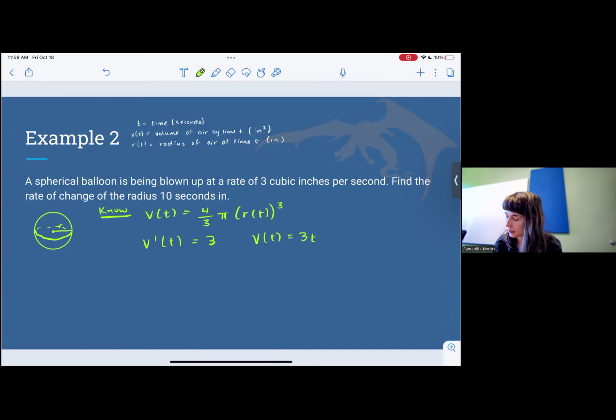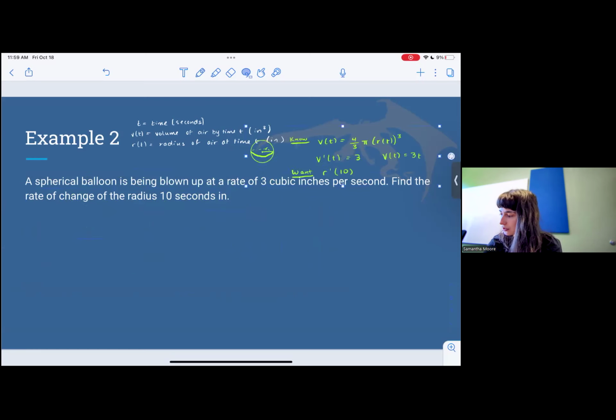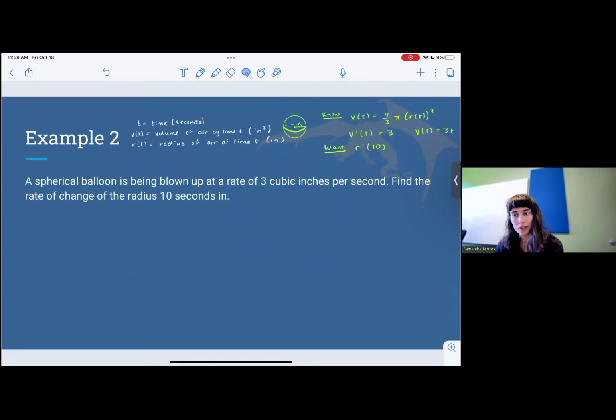So that's kind of all that I'm given. And then I do want to know what the rate of change of the radius is 10 seconds in. So really it's asking me to find r prime when time t is 10. Okay, so that is, as far as I can see, everything that I could write down in terms of my known quantities and my wanted quantities. So now we're at the step of following our nose, trying to get from these things that we know down to what we wanted, which was r prime at 10.